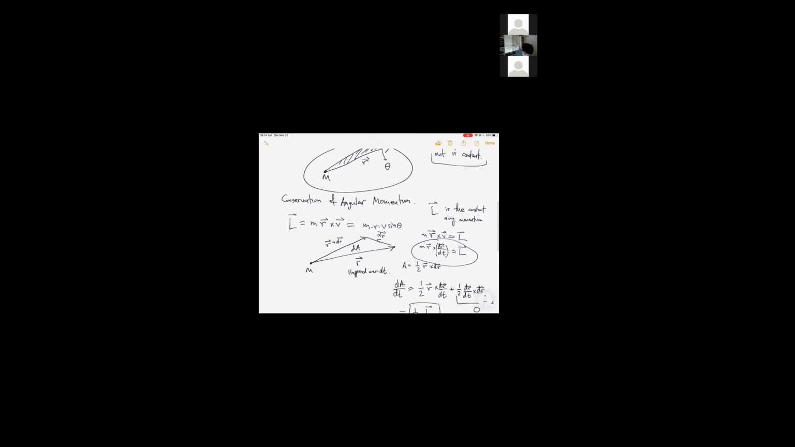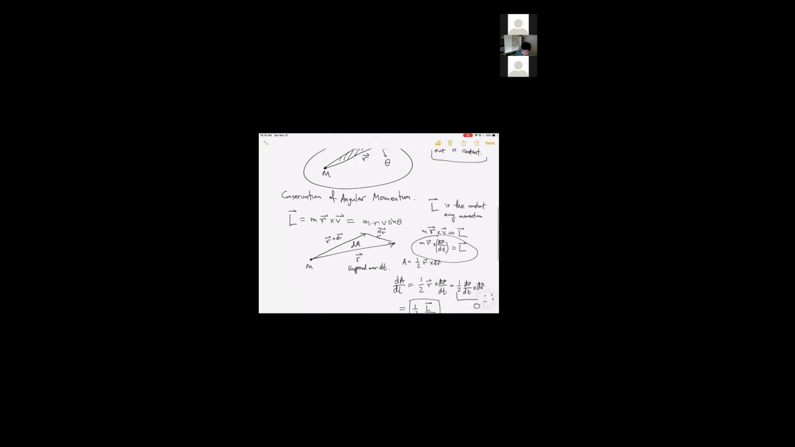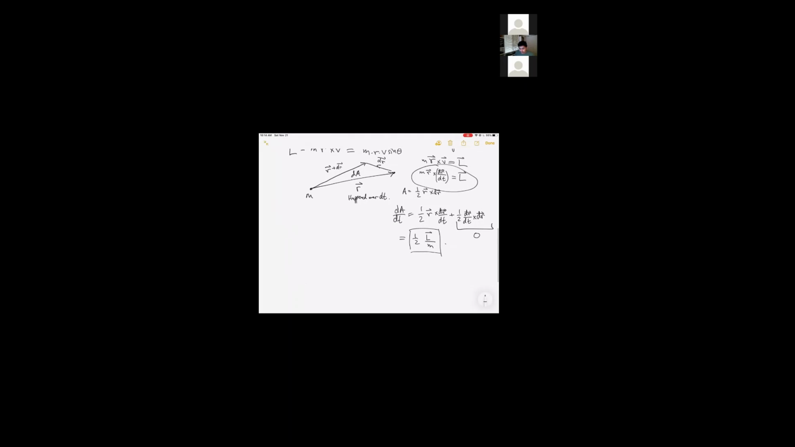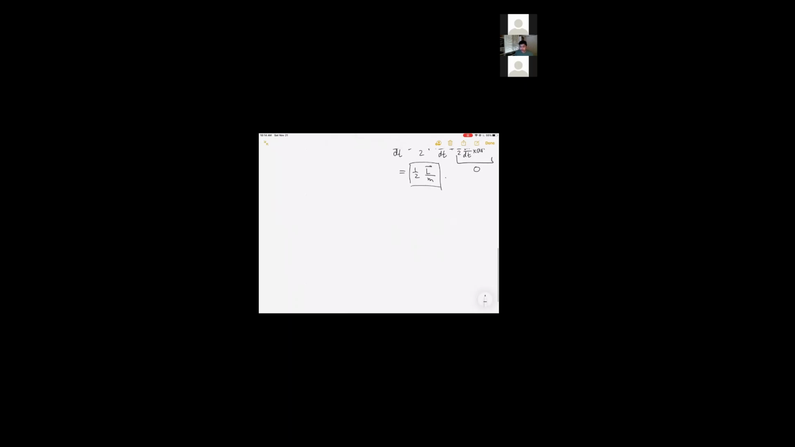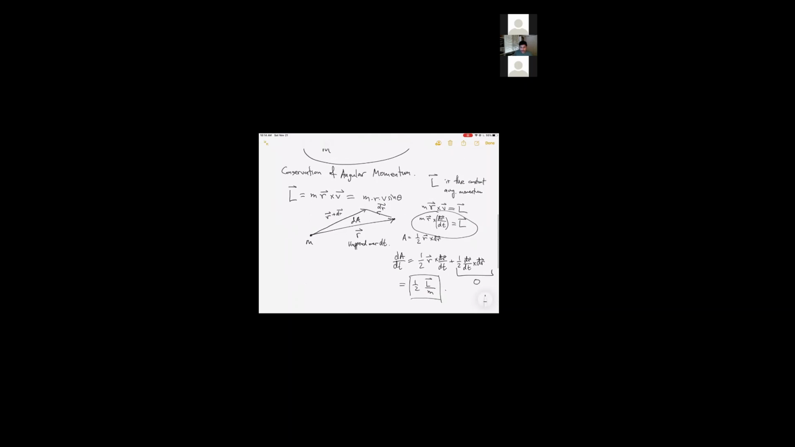All right, so that's Kepler's second law. And an important fact is conservation of angular momentum. That's the fact that we'll be using a lot in problem solving. Okay, any questions about this derivation and about Kepler's second law before I move on?